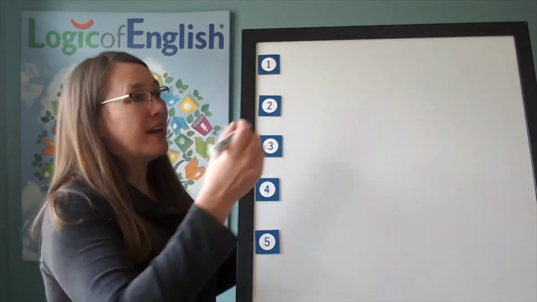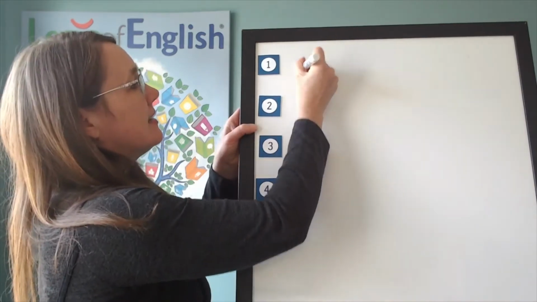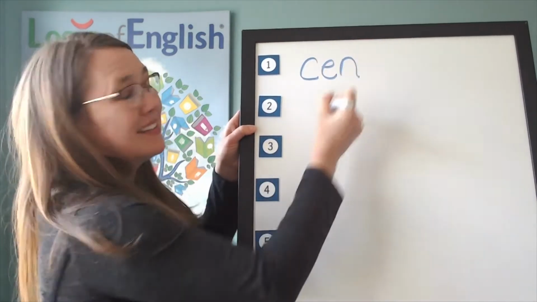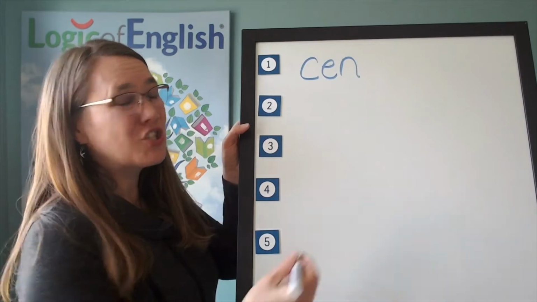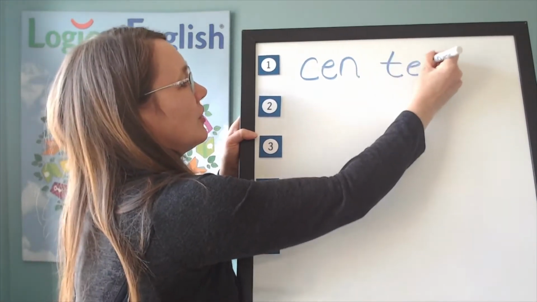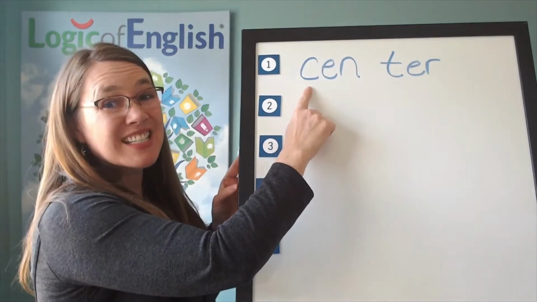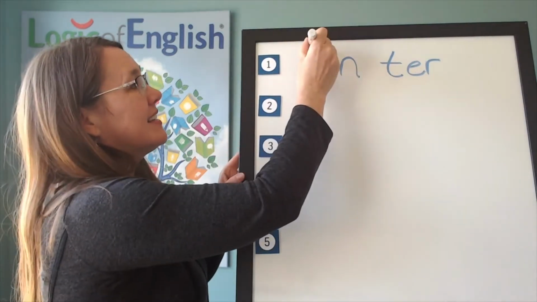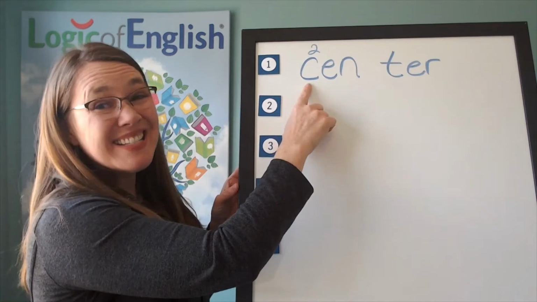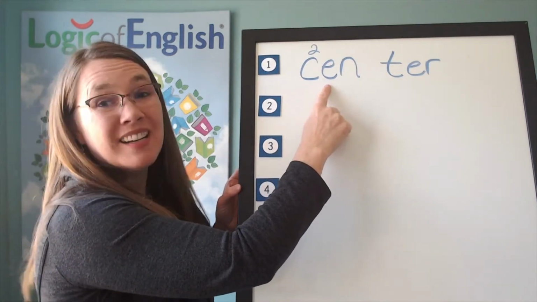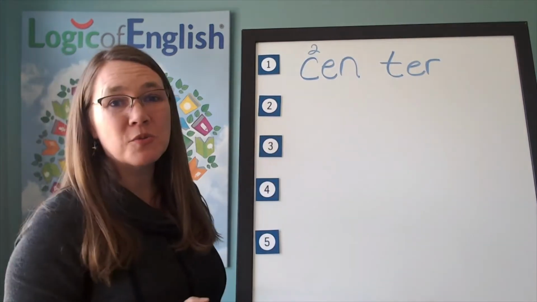Now help me to write it. The first syllable is sen. S-N. The second syllable is ter. T-er. How will we mark it? What sound of k is this? It's its second sound. And why is it saying its second sound? It's before an E. What's the rule?